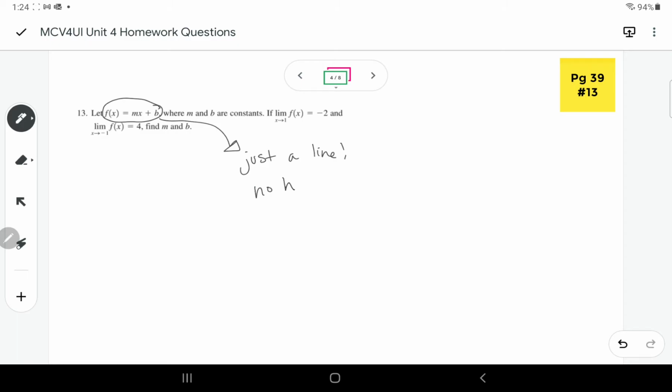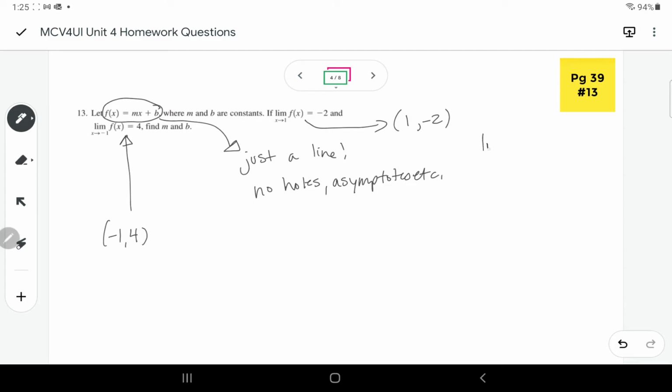There's no holes, no funny business. No asymptotes, no anything else. It's just a line. So if the limit as x approaches 1 of this line is negative 2, then that means that the point 1, negative 2 is on the line. And if the limit as x approaches negative 1 is 4, then the point negative 1, 4 is on the line. Like we know if this is y equals mx plus b, it's not going to be doing any weird things or having jumps or being a piecewise function or asymptotes or holes. It's just a regular line.